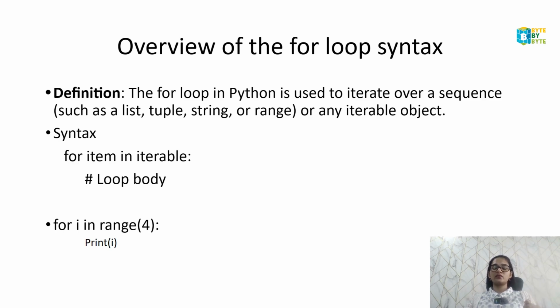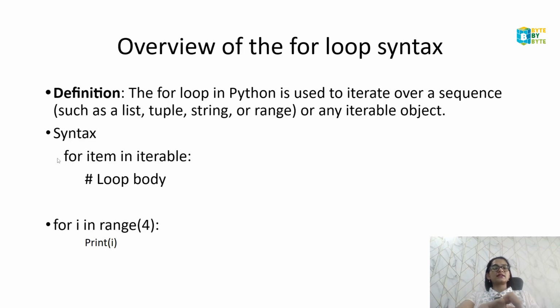So the for loop will check with the iterable, and as long as there are values in the iterable, it will keep on going. It will keep going until it reaches the end value in that particular iterable. Whenever the for loop reaches the end value in the iterable, it will come out of the loop.